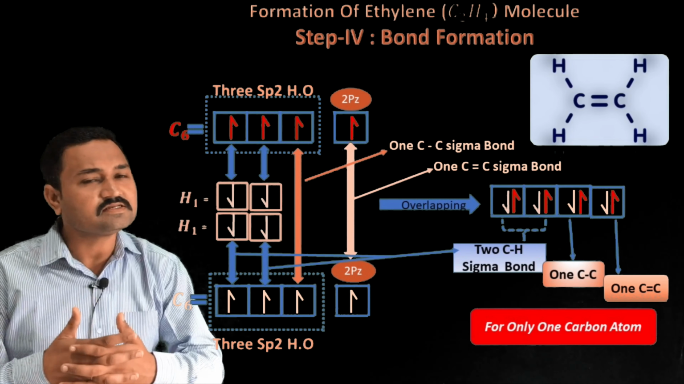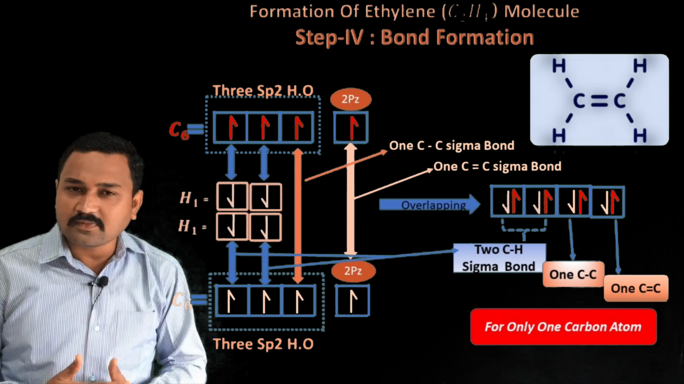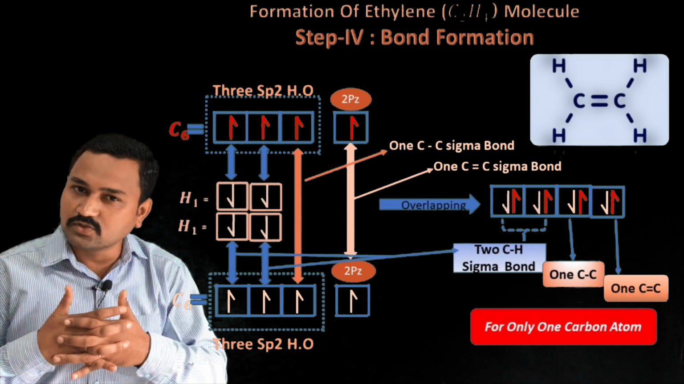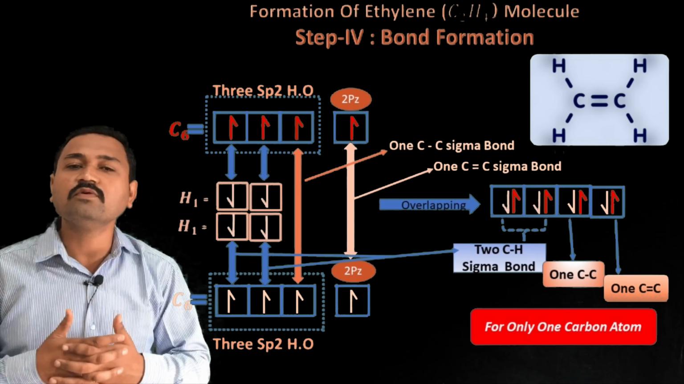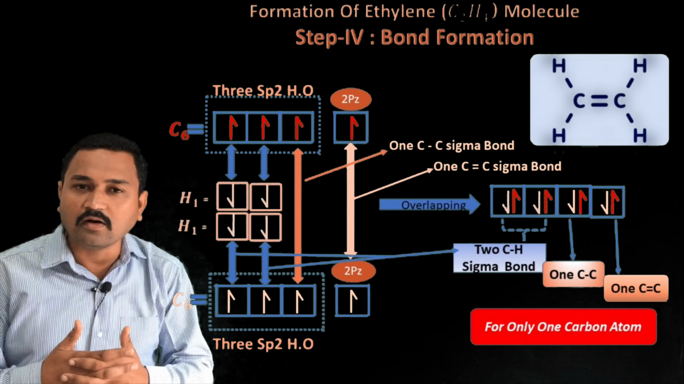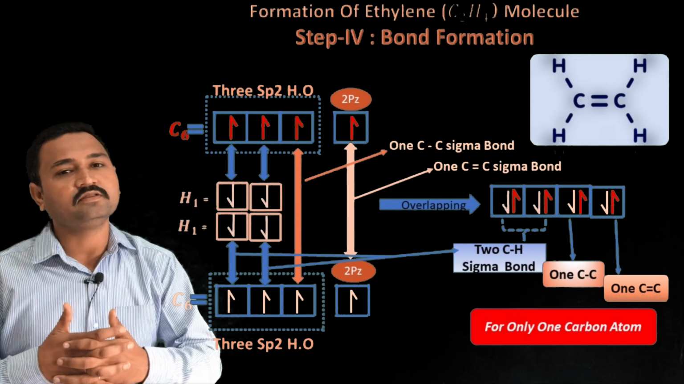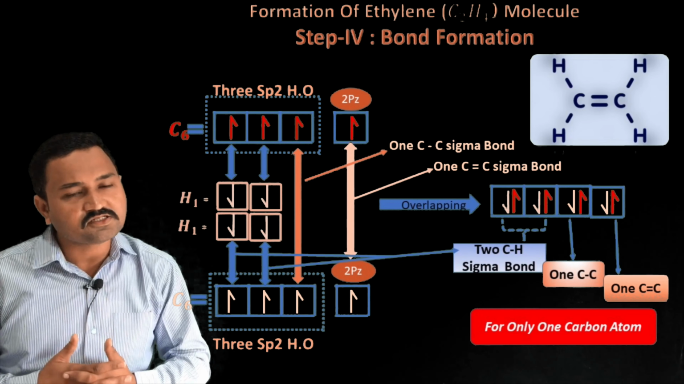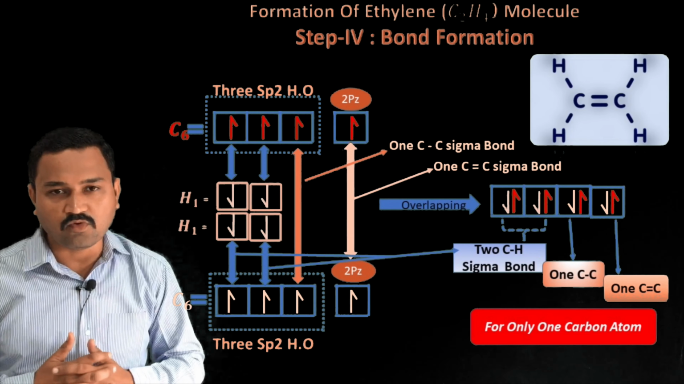If we revise it in short, each carbon atom forms 3 sigma bonds. Out of that, 2 will be C-H sigma bonds and 1 will be the carbon-carbon sigma bond, while the remaining 1 bond is a pi bond in your ethylene molecule. And this whole process leads to the formation of your ethylene molecule.